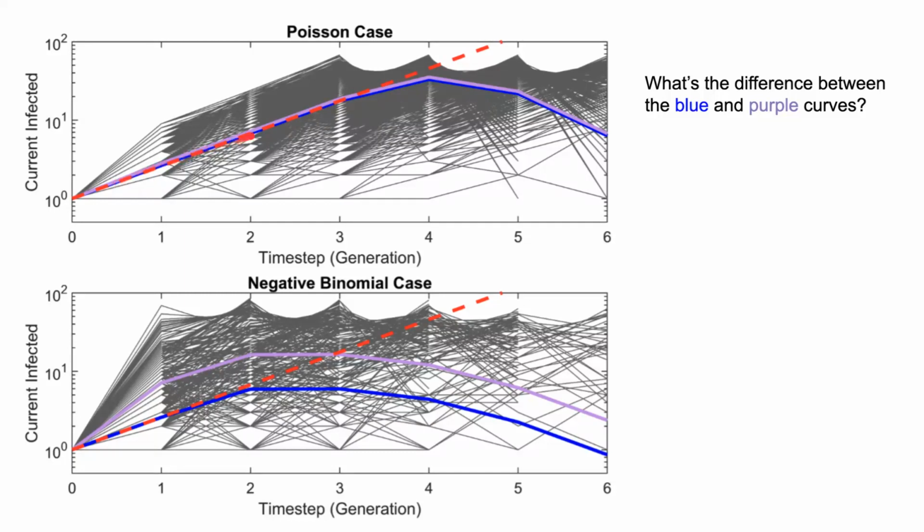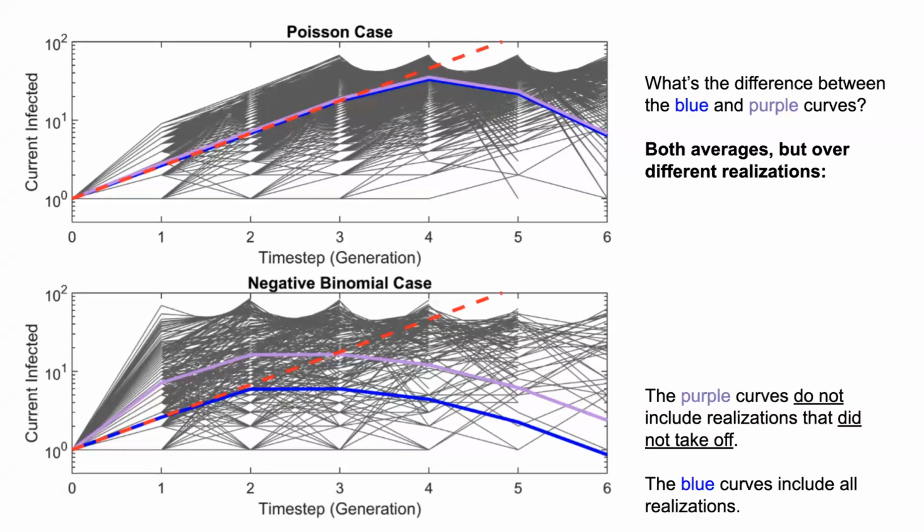In this particular case, they're very close together. This is coming out of the model that uses a Poisson distribution for secondary cases. But down here, we can see that those blue and purple curves are actually quite well separated. So what's the difference between those two? Well, they're both averages, but they're averages over a different set of realizations.